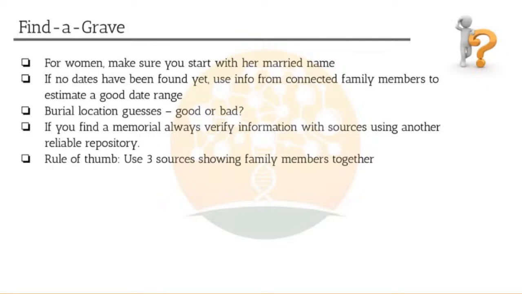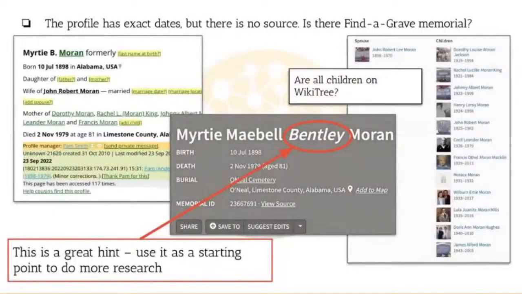Find a Grave is not definitive. Just because Find a Grave says her last name at birth is Jones doesn't mean that her last name at birth is Jones. But it's a good starting point, a good hint that you can plug in as a last name and see what else you find. You want to try to find 3 sources showing the family members together to prove it. But Find a Grave is a good start.